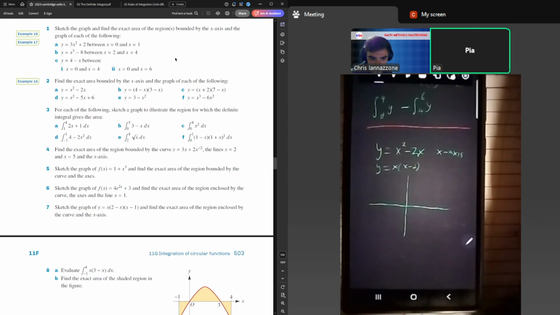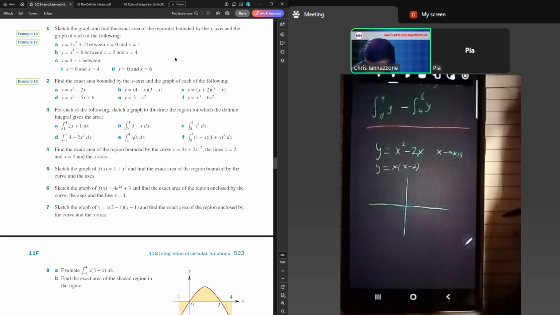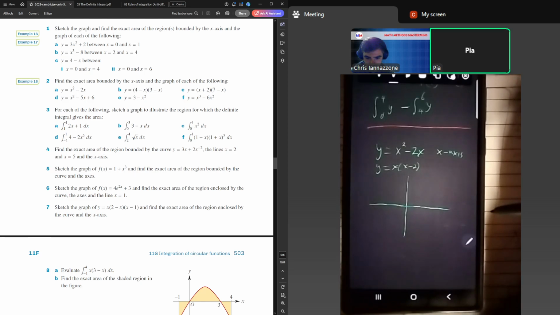Would it just be a parabola? It will be a parabola. Yep. How does this help us? It does, but how does it help us? I'm not sure.